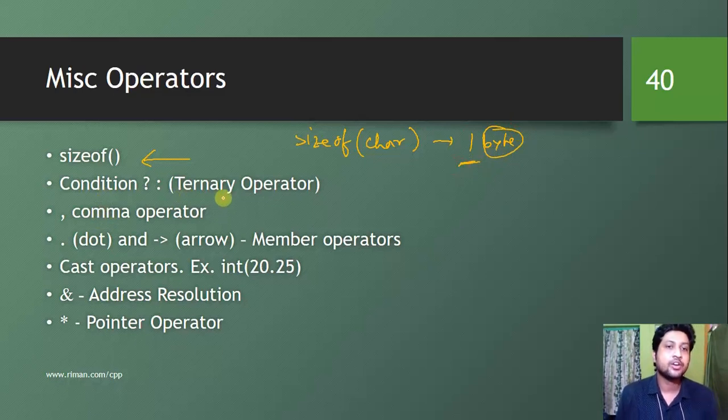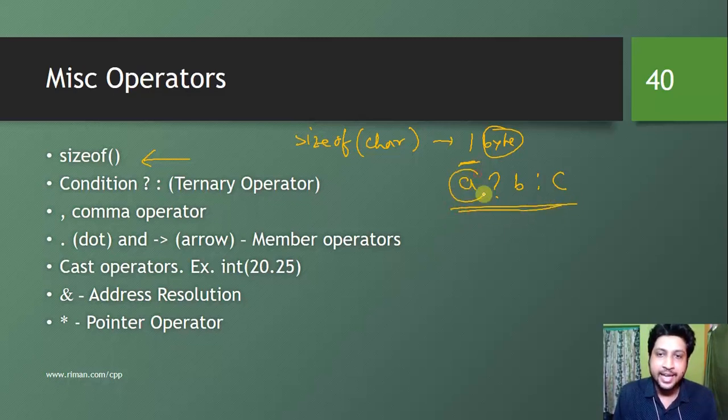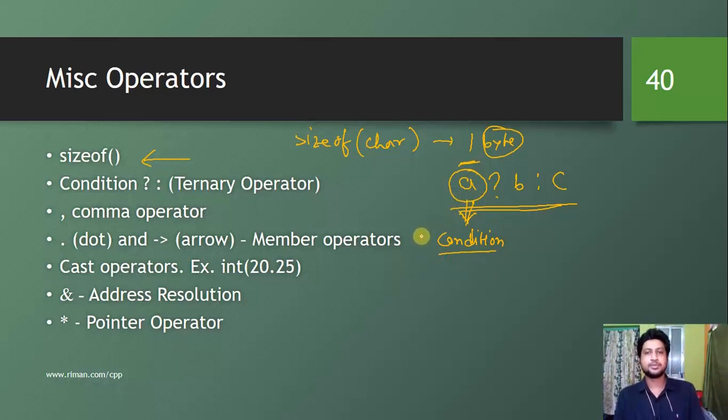The conditional operator, or ternary operator, as I said, is a statement like this: A, B, C. A should be a condition. That means it is an expression that returns either a true value or a false value, a Boolean value. If that value is true, the output from this operation will be B. If the value is false, the output will be C. So this is how the ternary operator works.